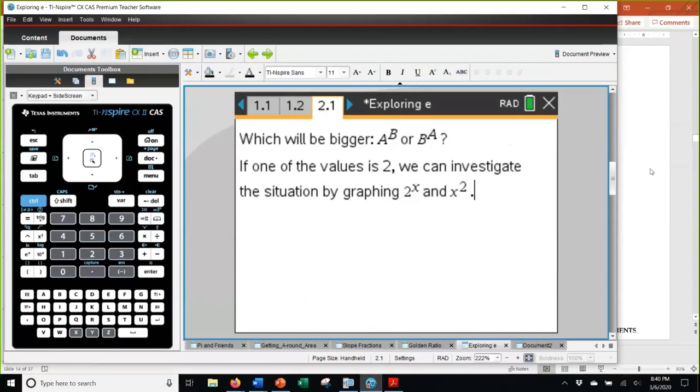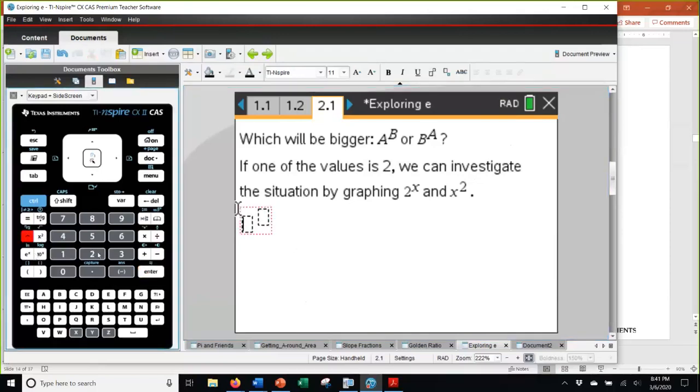And so if you play a game with your students, you can have students pair off. Each person selects a number. Person A takes their number a and raises it to the b power, and person B takes their number b and raises it to the a power, and we can see which one will be bigger. So if one of the values is 2, let's say, we can investigate the situation. So let's say A picks the value 2, and B picks the value 5.